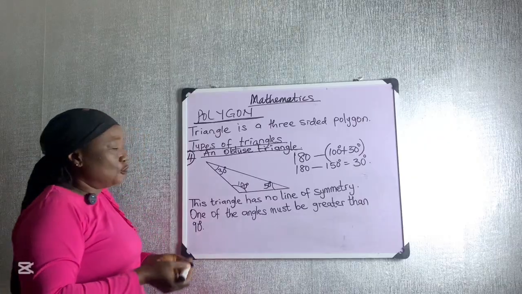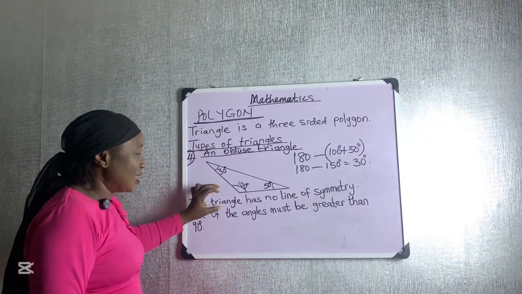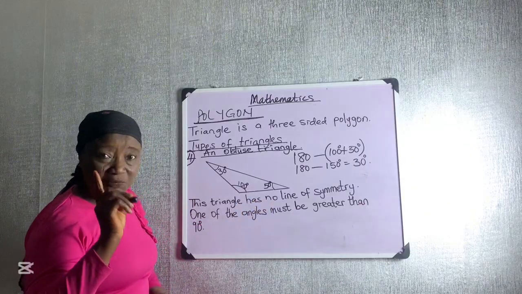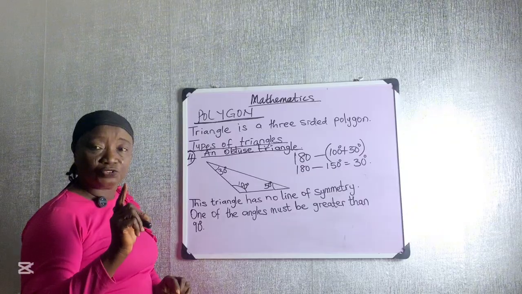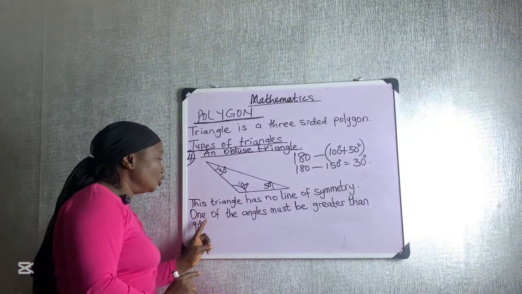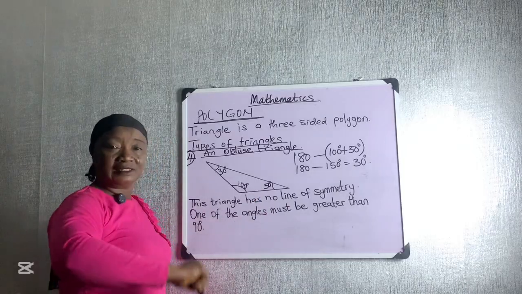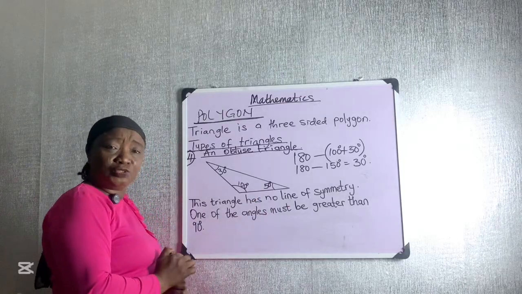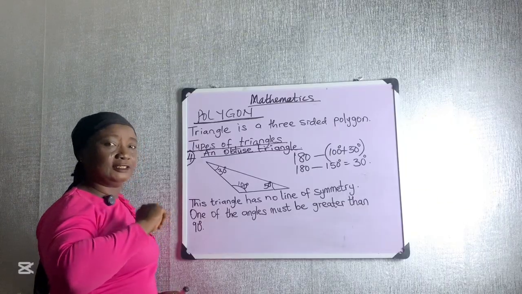So what are the few properties of an obtuse triangle? This triangle has no line of symmetry. There is no line of symmetry in an obtuse triangle. And one of the angles, as I've said earlier, must be greater than 90 degrees. How do you know greater than? Your right hand. Greater than 90 degrees.